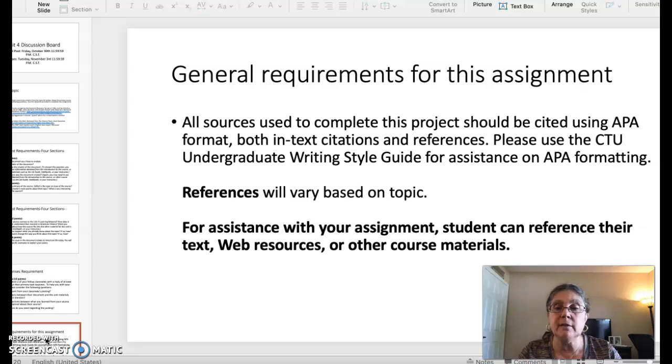Think of it this way. You'll never have to guess whether or not your resource is reliable if it comes from our library. Okay? So just phenomenal stuff. You're paying tuition here at CTU. Use these resources. They're amazing.